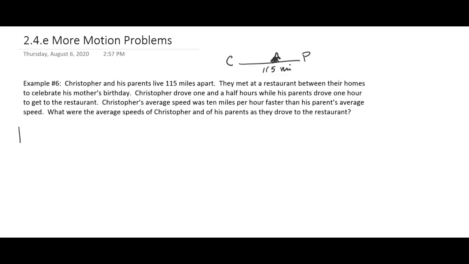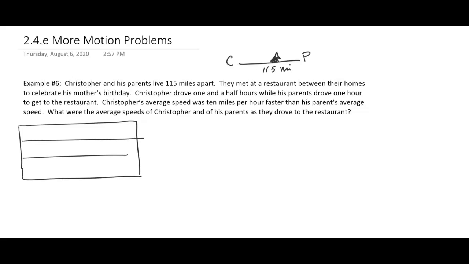Okay, so let's make our chart. So it's nice they're meeting for his mom's birthday. And we know that we have Christopher driving, and then we have his parents driving. I didn't draw cars. And we know that rate times time equals distance. Okay. Now the total distance is 115 miles. Okay, so keep that in mind.